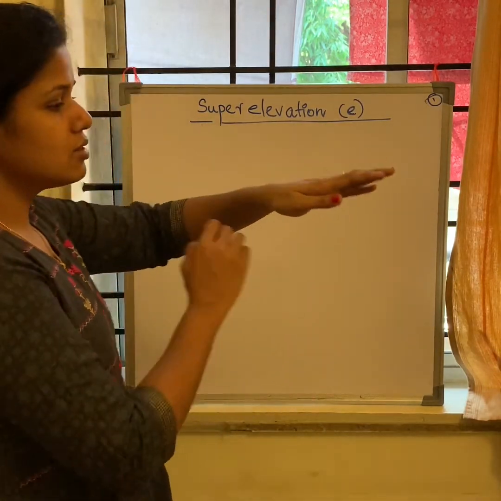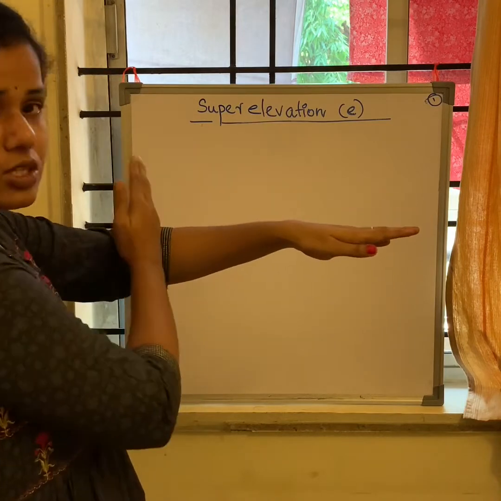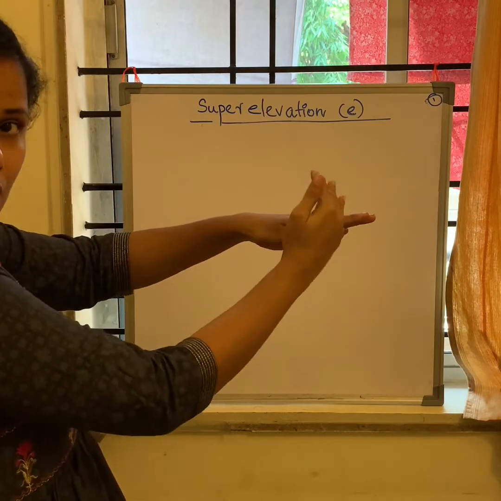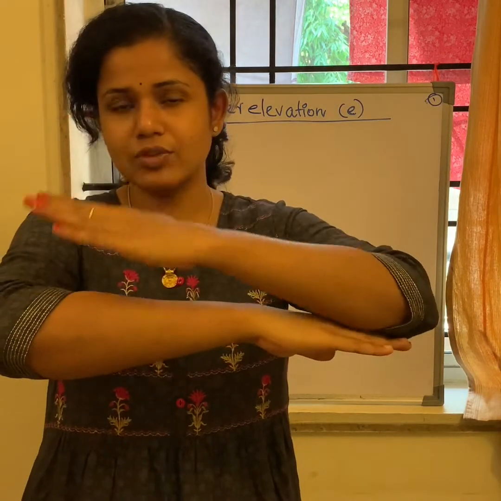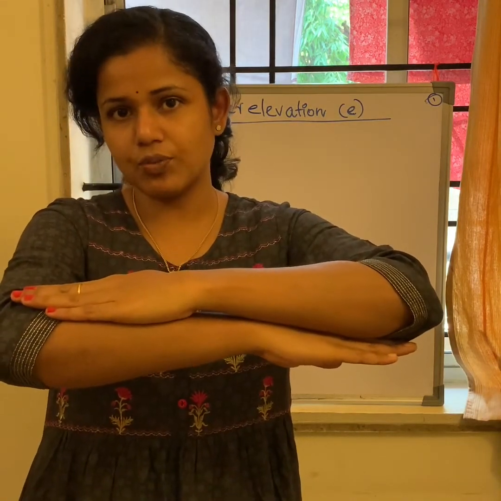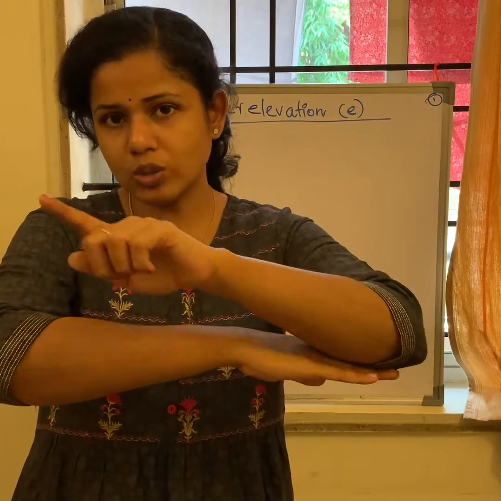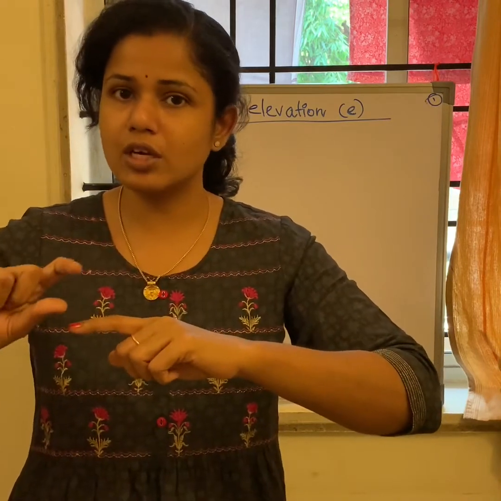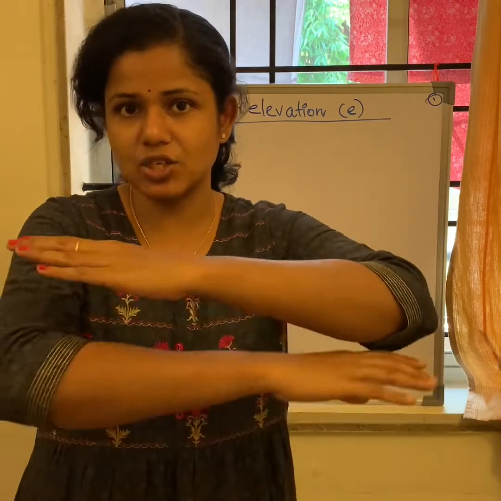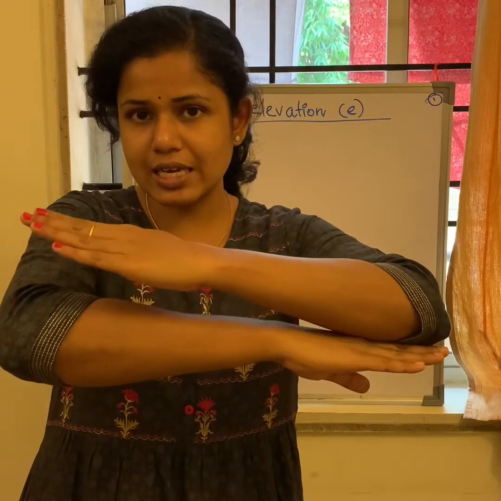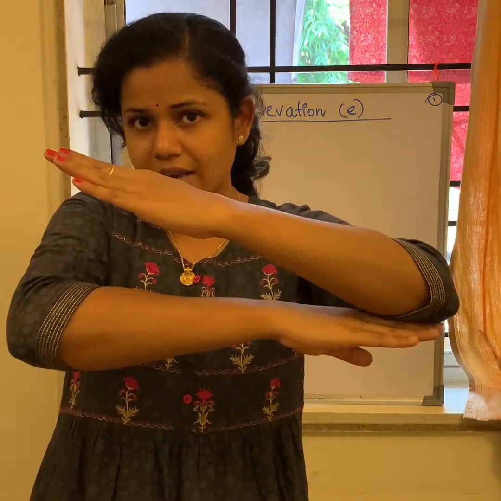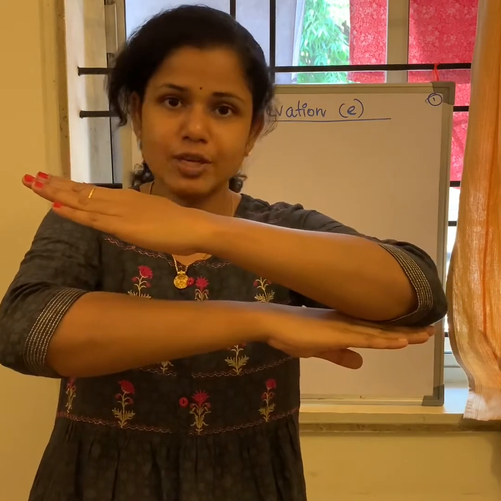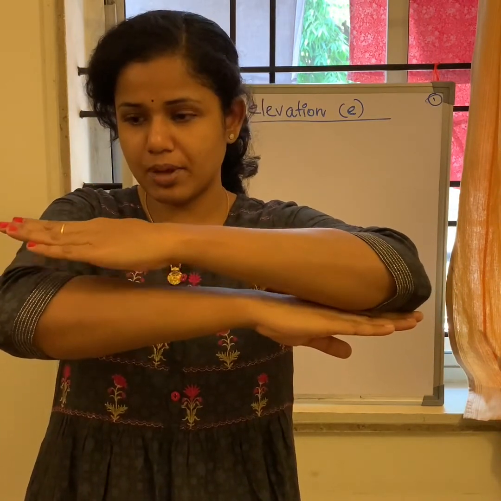Just imagine this as your horizontal curve, and this is your inner edge, this is your outer edge. What we generally do is raise this outer edge of the curve. Throughout the curve, we don't want the vehicle to move out from the outer edge, right? So we will slightly raise the outer edge with respect to the inner edge. This is what I meant.